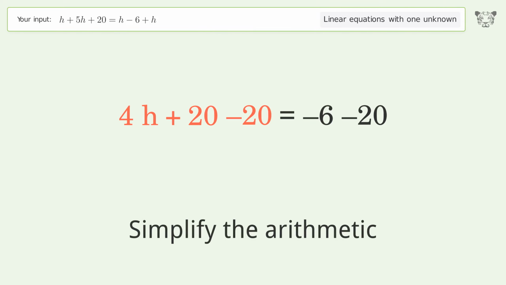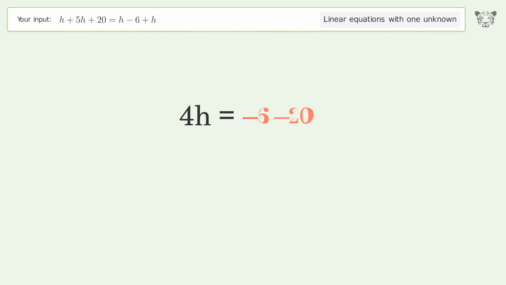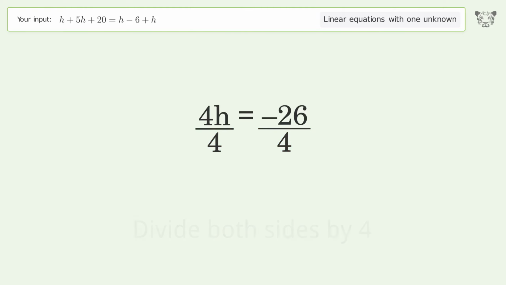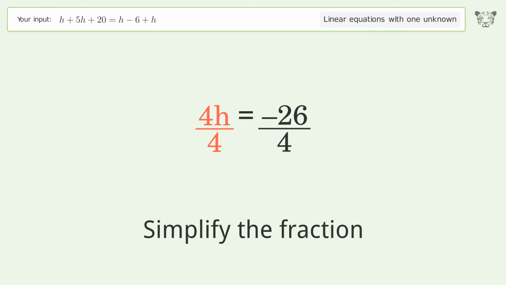Simplify the arithmetic. Isolate the h. Divide both sides by 4. Simplify the fraction.